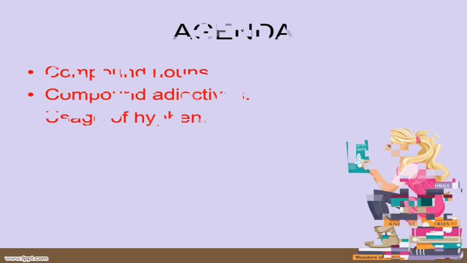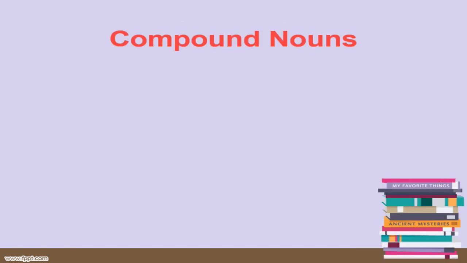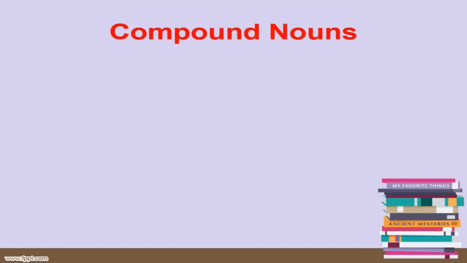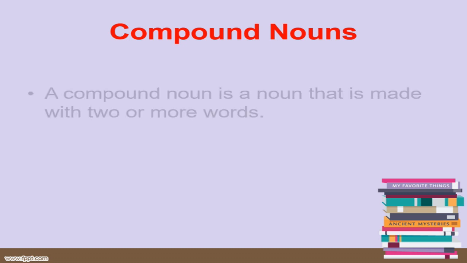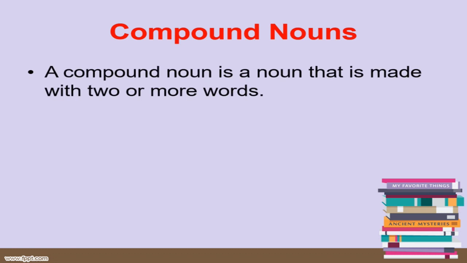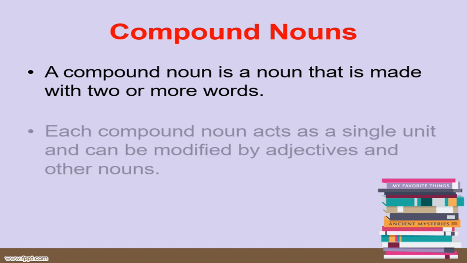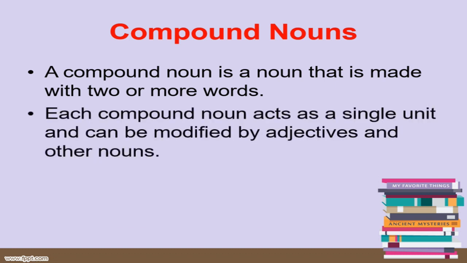But at the beginning, I want you to ask yourself these questions. What does it mean, compound? As we know, compound means to mix two words together to make a new one. So we deal with the compound nouns as a single unit, as we are going to see now. A compound noun is a noun that is made with two or more words. Each compound noun acts as a single unit and can be modified by adjectives and other nouns.